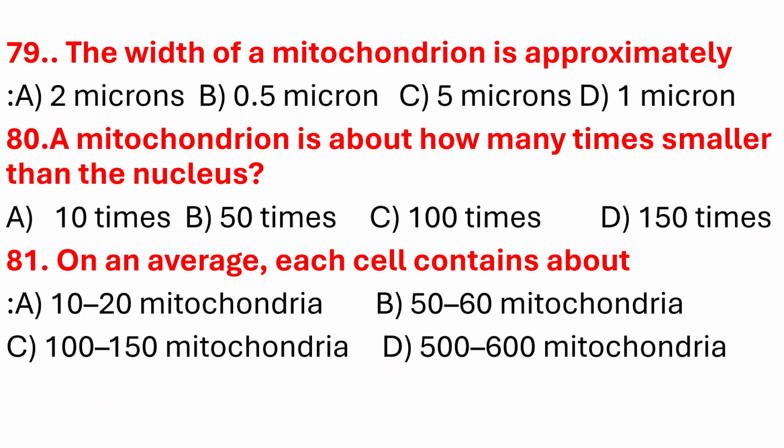The width of the mitochondria is approximately 2 microns, 0.5 micron, 5 microns, 1 micron. A mitochondrion is about how many times smaller than the nucleus? 10 times, 50, 100, 150 times. It is 150 times smaller than the nucleus. On average, each cell contains about 10 to 20, 50 to 60, 100 to 150, 500 to 600. 100 to 150.